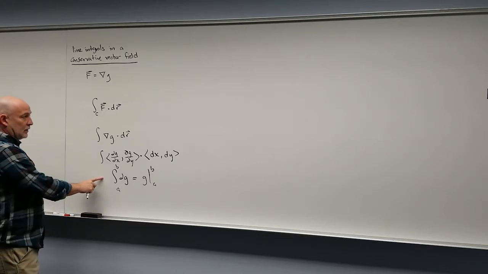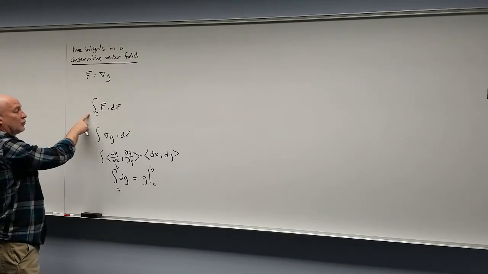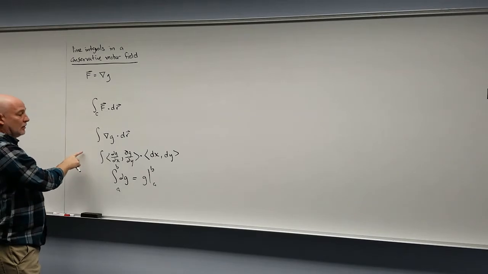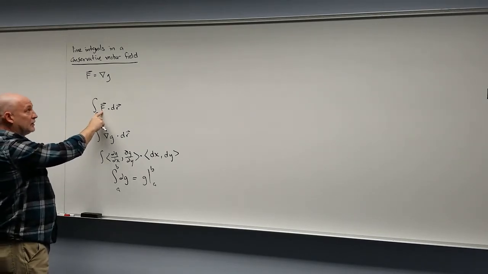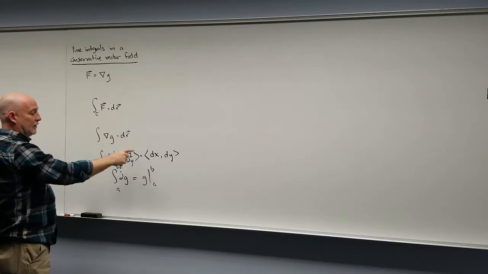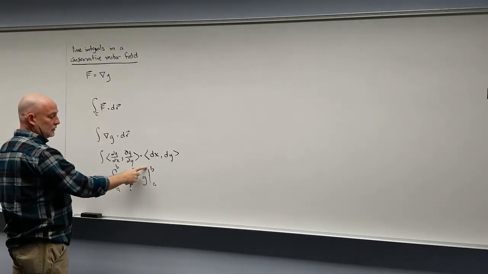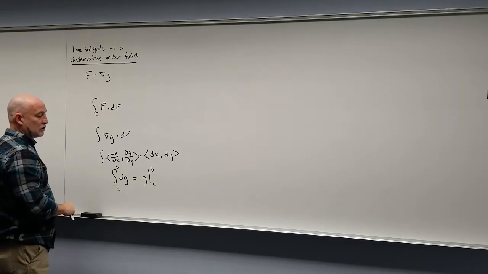So the idea here is if we are doing this work integral in some field, and the field is conservative, all we need to do is find the potential function for that field and evaluate it at the endpoint minus the starting point.